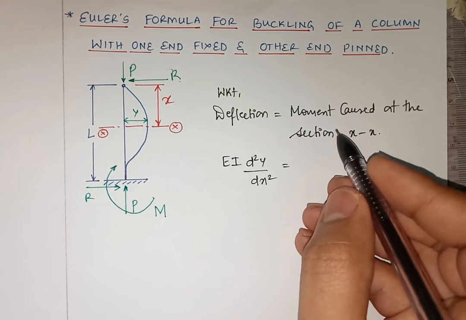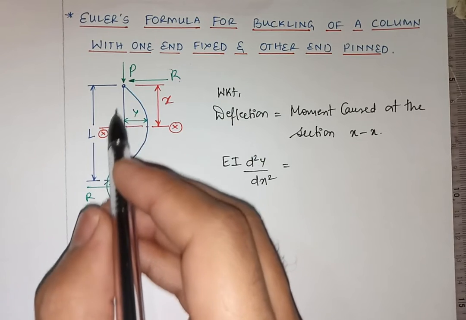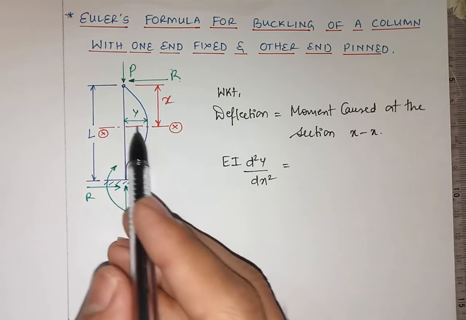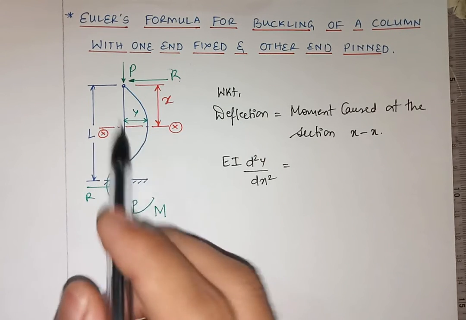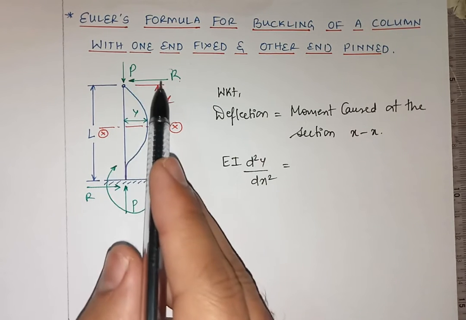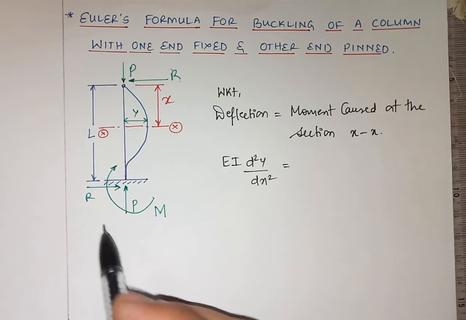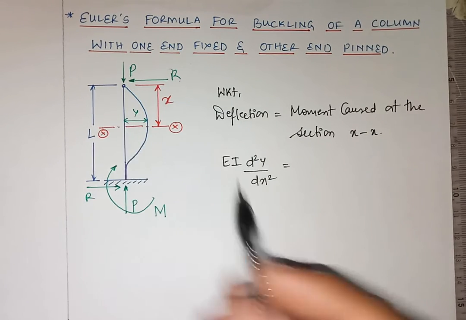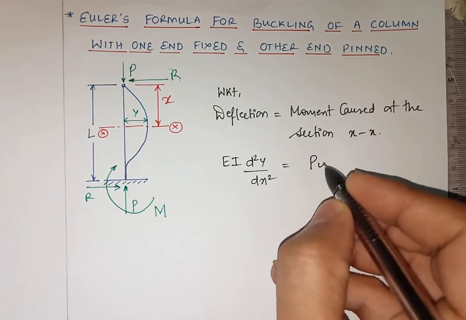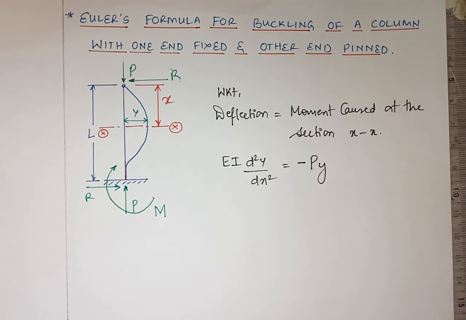So what is the moment caused? Moment caused here, let us say at this particular point from this section xx. So the reactions coming from here, it may be P or it may be R. So what moment is it causing with respect to this section xx? So it is P into y. P into y is anti-clockwise. That is the reason it is taken as negative, right?